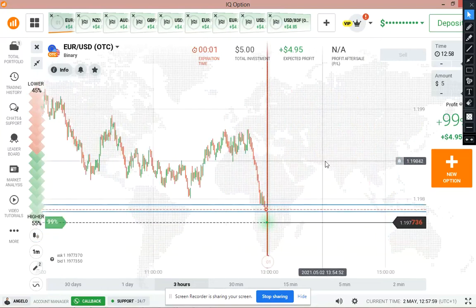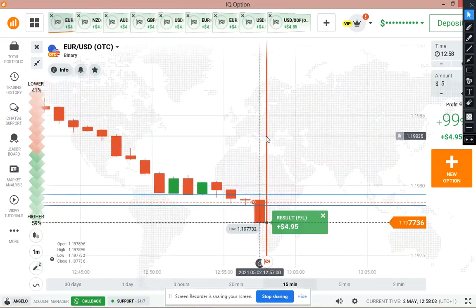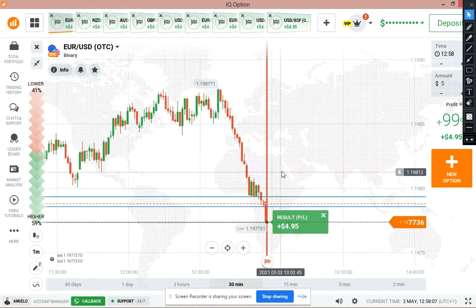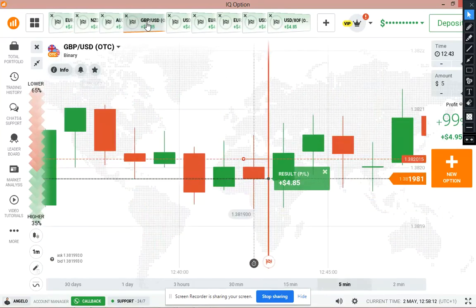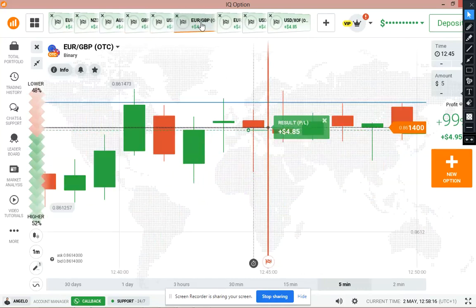Very strong candle. So that is it. That is how you trade. That is how you place your trade. And there are some trades I lost because of certain reasons.